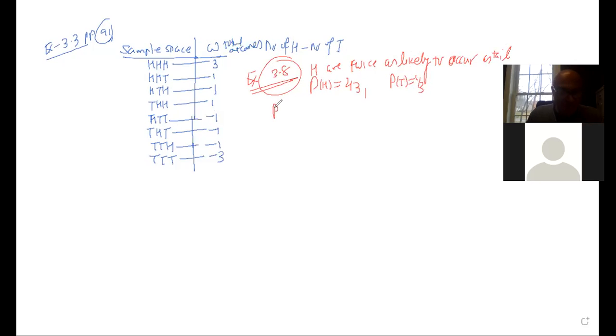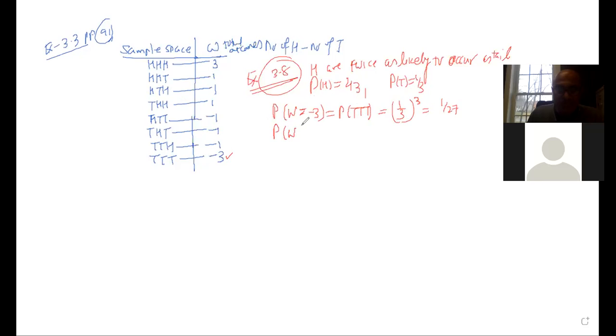So if I write the probability of W equal to negative 3, let me start with this number. W equal to negative 3 is equal to the probability of T, T, and T, and the probability of T is 1/3, another T is 1/3, another 1/3. So it is a cube. So that is equal to 1/27.